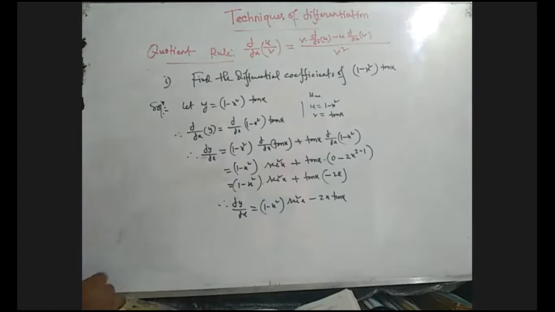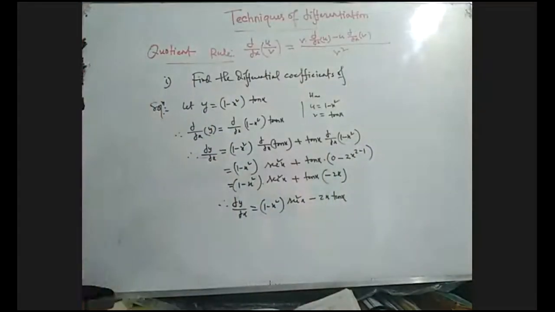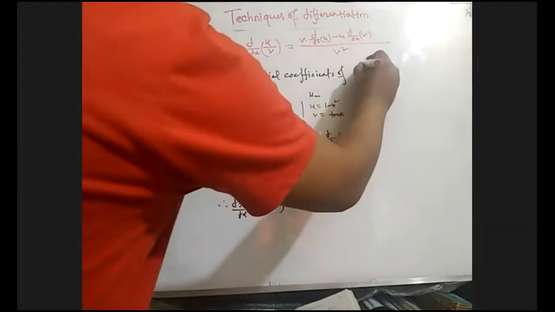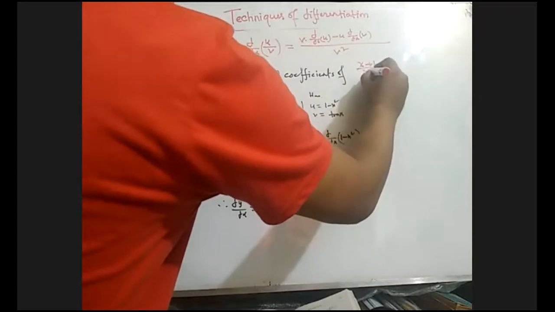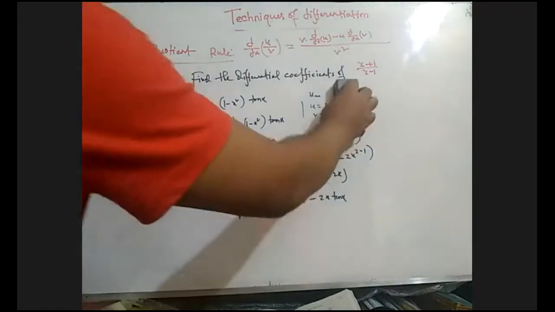Just using this rule, how can we find the differential coefficient of this? Suppose we have x plus 1 divided by x minus 1. How can we find this differentiation?